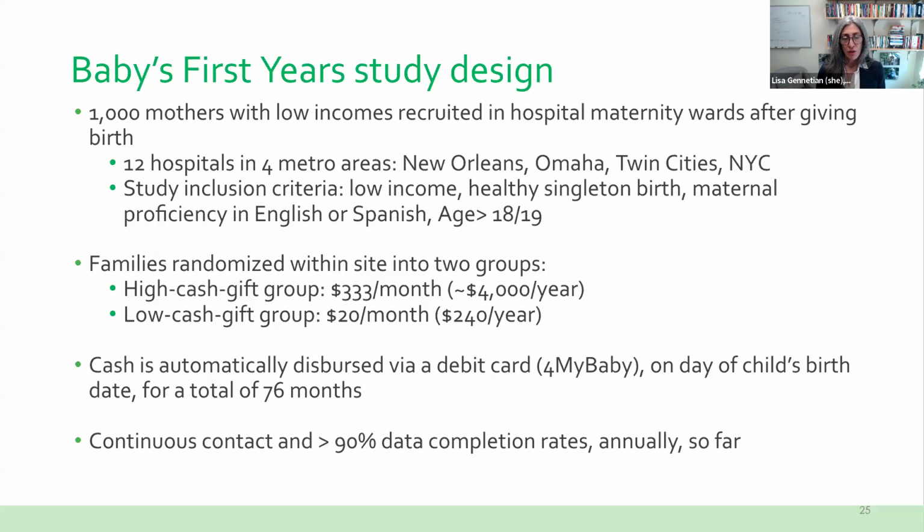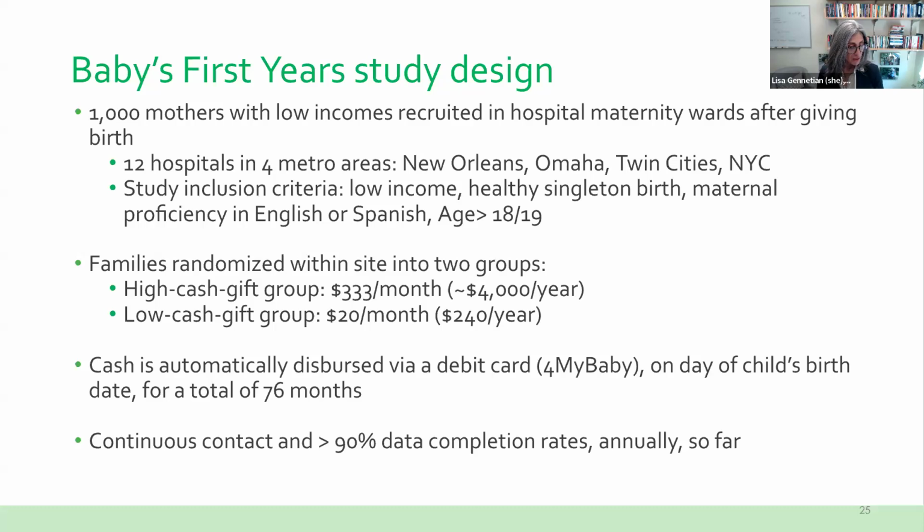Or a low cash gift group of $20 a month, $240 a year. We wanted to make sure to not confound the distribution of the money, the mechanism, from the amount of getting the money. The cash is automatically dispersed via debit card. It has little labels called "For My Baby." It is on the day of the child's birth. Families are receiving this cash gift for a total of 76 months. So think about 6 years in the first 6 years of a child's life.